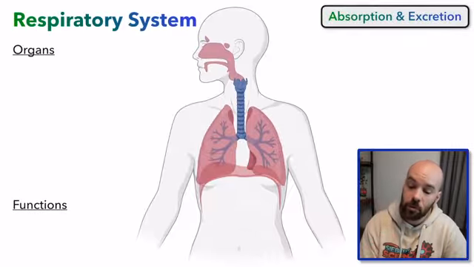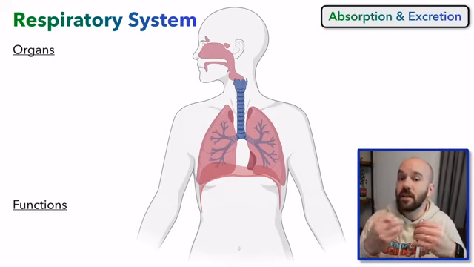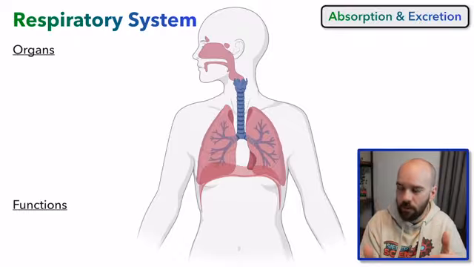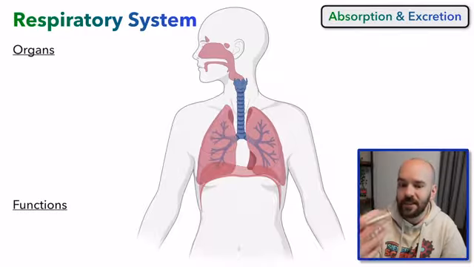Now we're going to look at absorption and secretion systems. All three of these systems are either bringing stuff into the body or helping stuff leave the body, or sometimes both. So that's what I mean by absorption, bringing things into the body, and excretion, getting things out of the body.